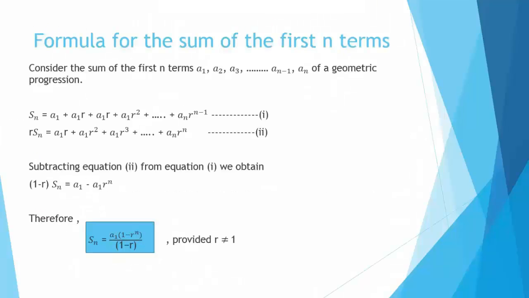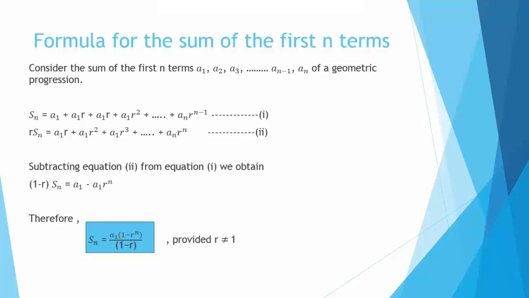Formula for the sum of the first n terms. Consider the sum of the first n terms a1, a2, a3 up to a(n-1), an of a geometric progression. Then Sn equals a1 plus a1 r up to a1 r to the power n minus 1, which is the first equation.